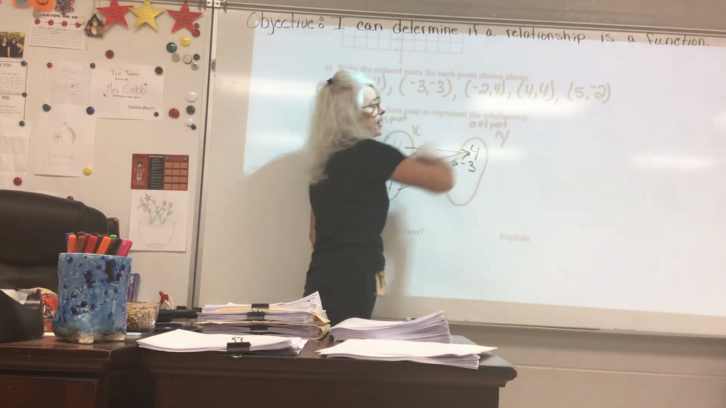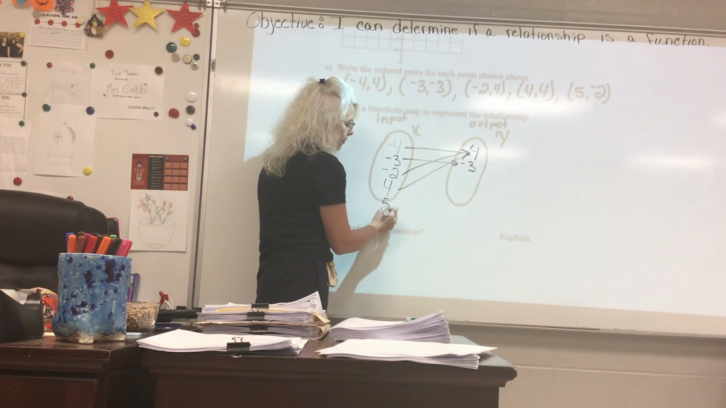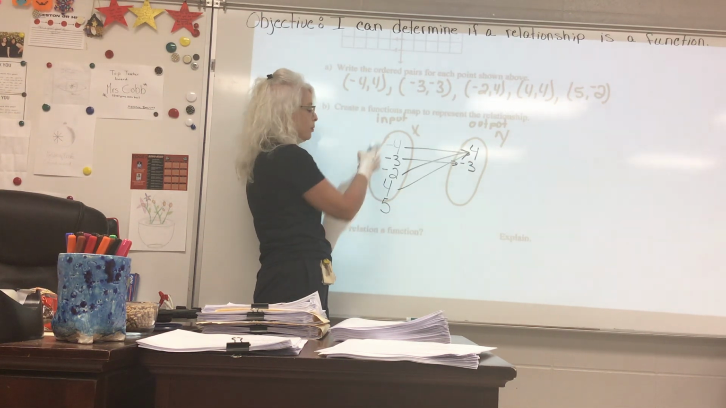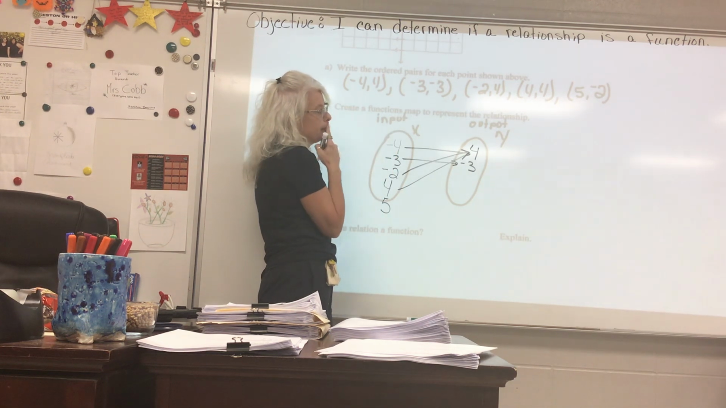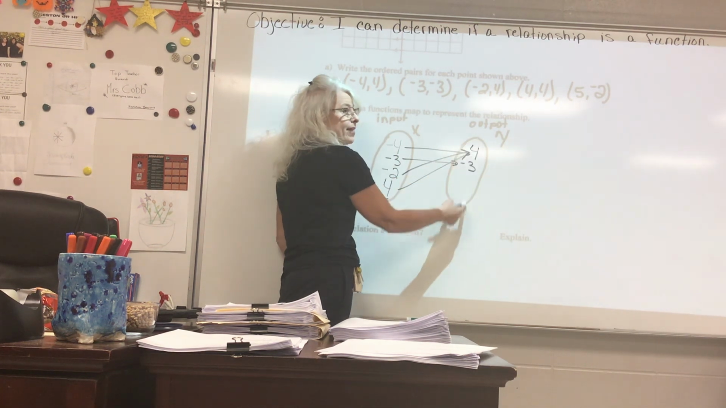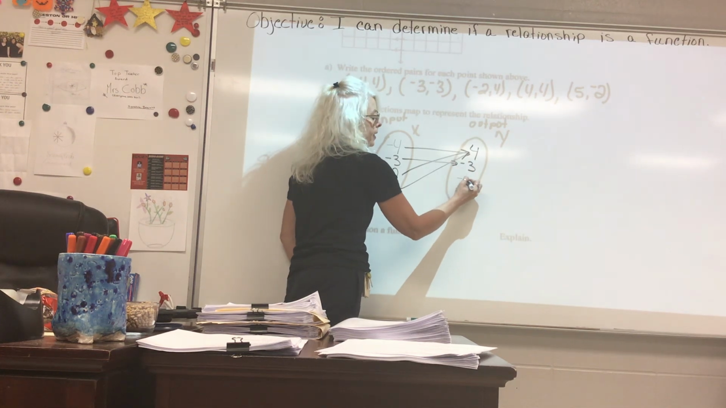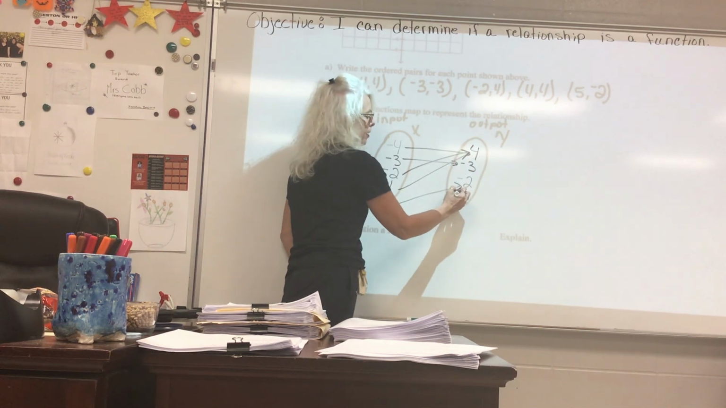What is my input for the last ordered pair? 5. Did I already have 5 written down? No. So I wrote it down. What's my output? Negative 2. Do I already have negative 2 written down? No. So I'm gonna write it down and draw my arrow.